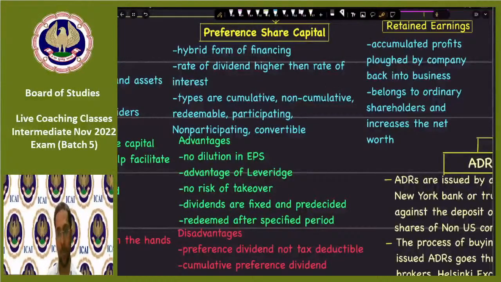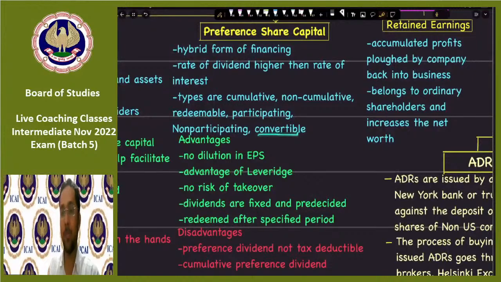Non-cumulative preference shares are those in which the dividend on preference shares does not accumulate. If this year we don't have profit, you won't be paid any dividend. Next year you will be paid dividend only for the next year's profits, not for the past year's profits. So here the dividend doesn't get accumulated. Redeemable, generally all the preference shares are redeemable. Either they can be redeemable or they can be convertible. Redeemable means they will be redeemed for cash, and convertible means your preference share will get converted to equity shares on maturity.